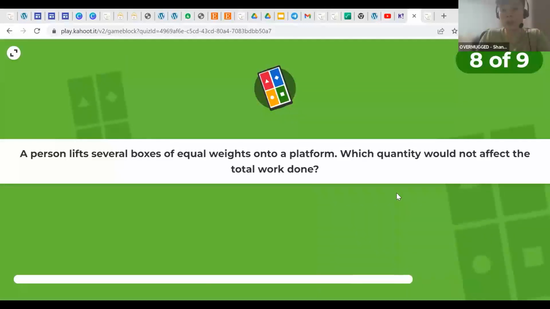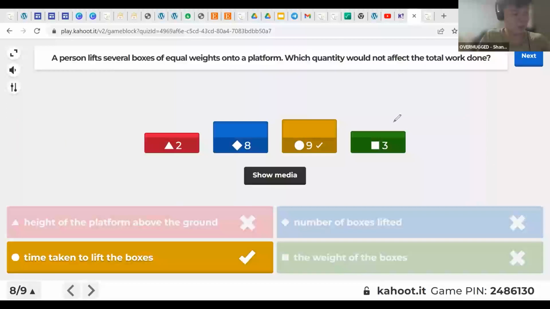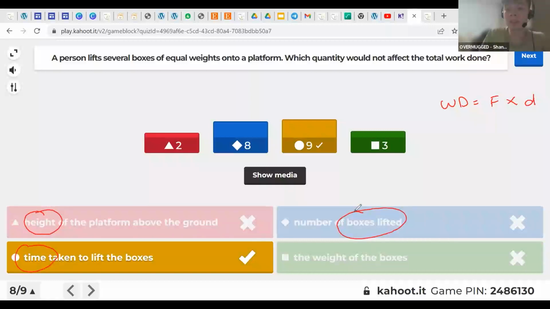Which quantity will not affect the total work done? Okay, work done formula. Force times distance moved in the direction of the force. Okay, let me see. Don't have time in this formula, right? So work done is not affected by the time. Okay, height is the distance. I'm lifting the box up, right? Number of boxes lifted will affect the total work done. Okay, the weight also will affect because the weight is the force.